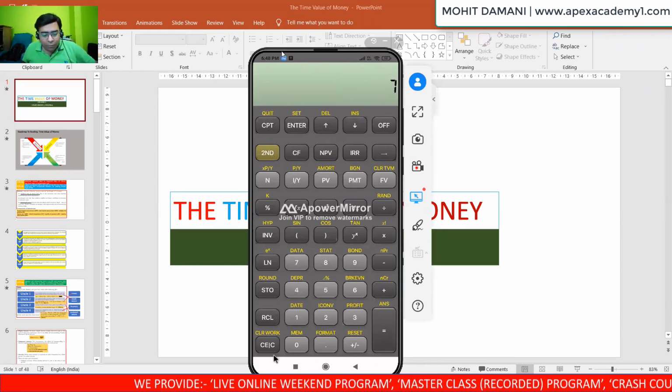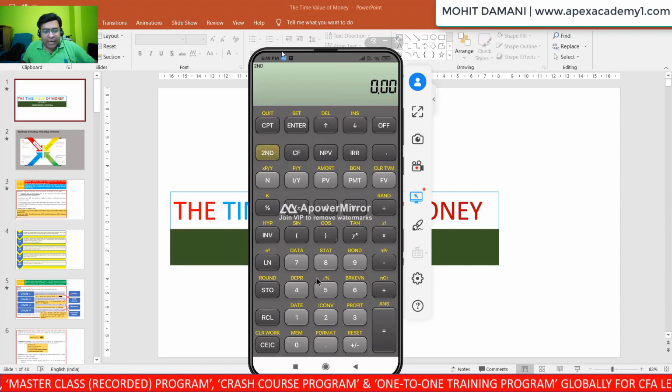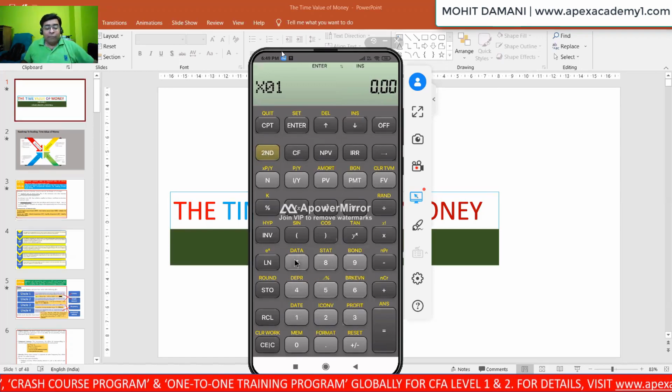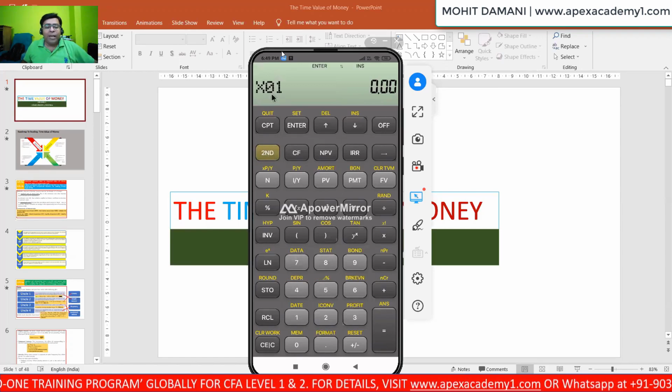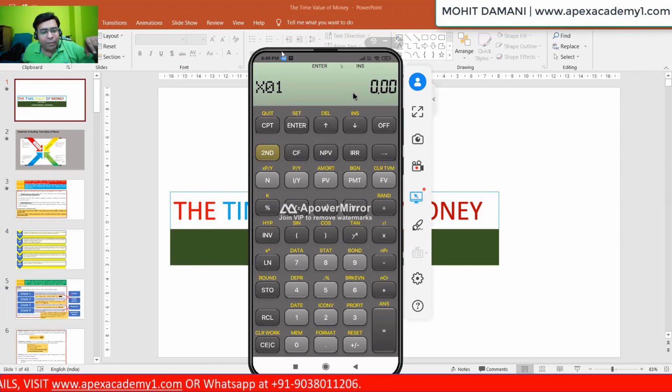You will press the second button first, and then you press the 7 button. Now it is showing X01, which is not the normal 7 that we saw when we pressed the 7 button, right? So how to use the function that is written above the button? The answer is very simple. Press the second and then press the button. So that second button activates that thing.